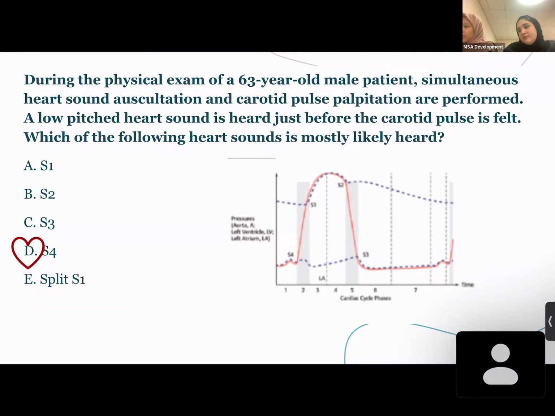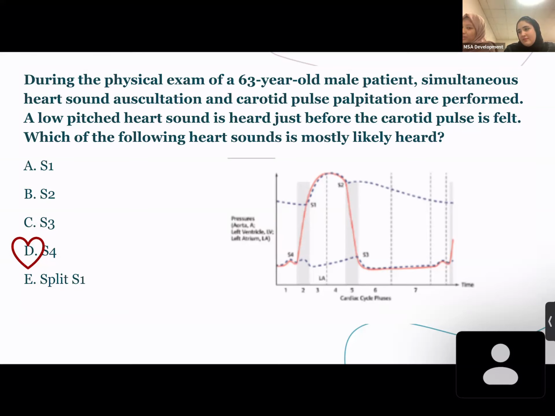Now in this question, they're feeling the pulse and auscultating the heart at the same time, right? When you do both and you hear the sound before the pulse, that means, like someone said in the chat, that the sound is heard before the closing of the mitral or the tricuspid valve. So basically before S1. You're hearing this sound before anything else, which is abnormal in a way. So that would be S4.